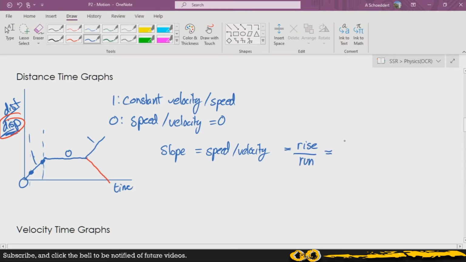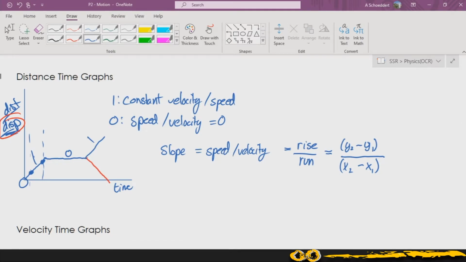Hopefully you've seen this equation in math where you take the second y coordinate and from that you take away the first, and that tells you how much the y value changed. And then you do the same thing for the x coordinates in order to figure out how much the x value changed or how much the time changed, and then that would tell you the slope of the graph, which would tell you the velocity or the speed, depending on if you're working in a vector or a scalar world.